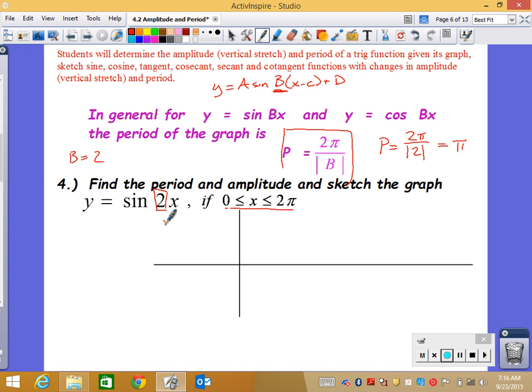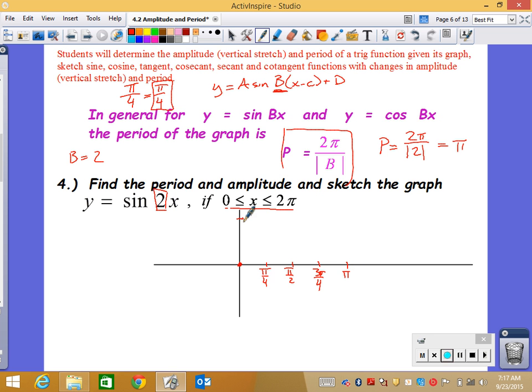So I need to figure out how far away my key points are. Well, I'm going to do the same thing. We took my full period before, which was 2 pi, so we're going to take my new full period, pi, divided by 4 key points. So I have to make my key points pi over 4 away from each other. We still start at 0, but my 4 key points now are going to be pi over 4, pi over 2, which is another pi over 4 away, 3 pi over 4, and then 1 pi.